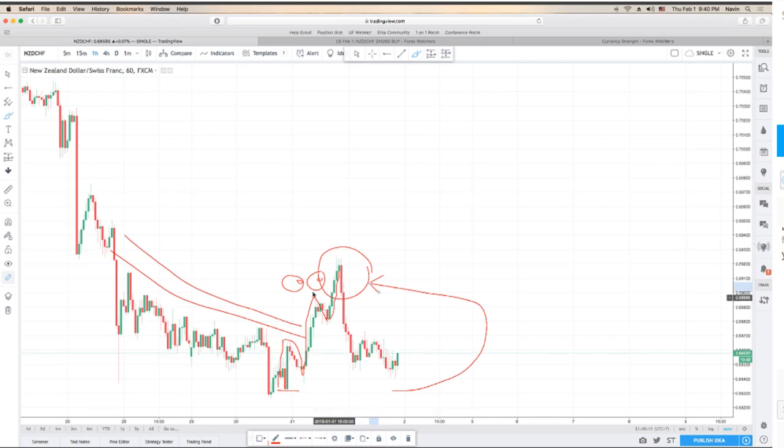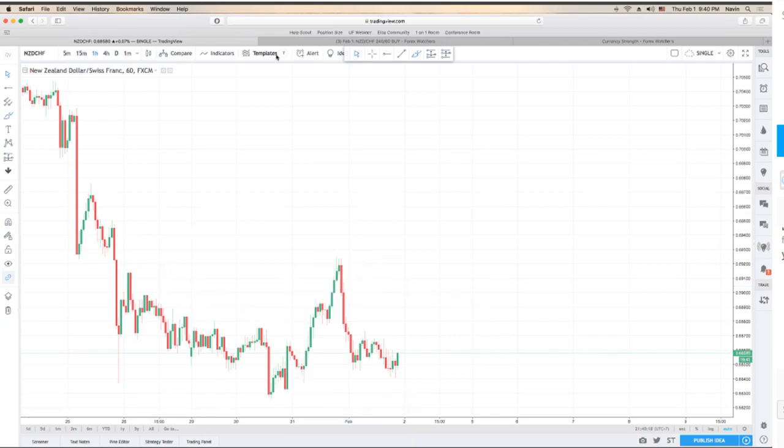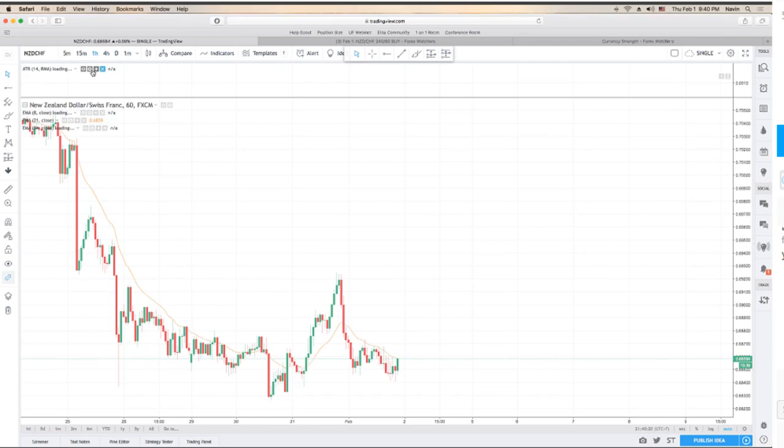Because all trades activate up in there. A lot of people's trades activate up in there. Okay, if I put on an MA, let me put on some MAs here for you guys.